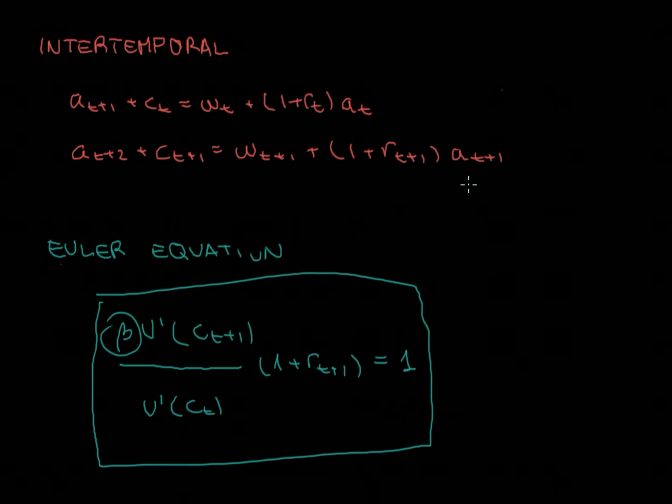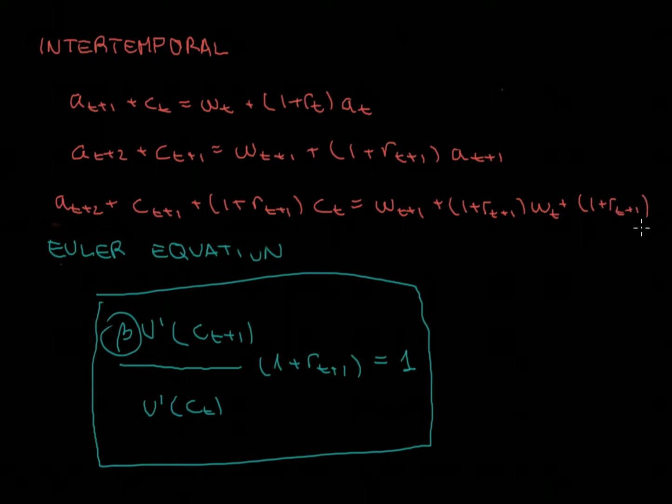We can just substitute that into the period t plus 1 budget constraint, and what we obtain is quite simple, just a substitution of equations. So A_{t+2} plus C_{t+1} plus (1 plus R_t) C_t equals wage_{t+1} plus (1 plus R_{t+1}) wage_t plus (1 plus R_{t+1})(1 plus R_t) A_t. We solve for A_{t+1} from the period t budget constraint, and we just exchange it. That's what we obtain.